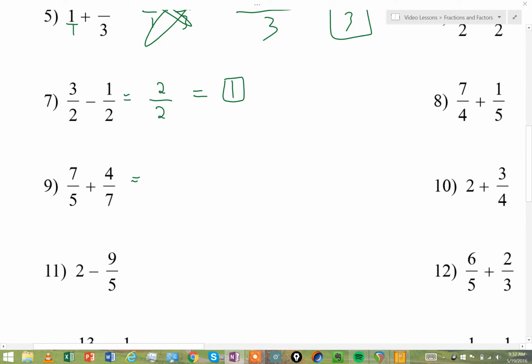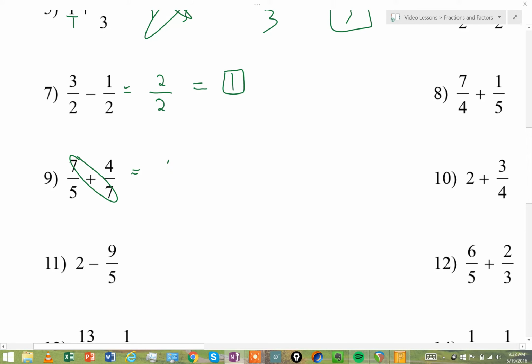Okay, so now we're back to the ordinary type of problems here. So we have 7 times 7, which will be 49, and then plus the other diagonal will be 20, divided by 35. So the result for that would be, let's see, 49 and 20 would be 69, so this would be 69 over 35, right?